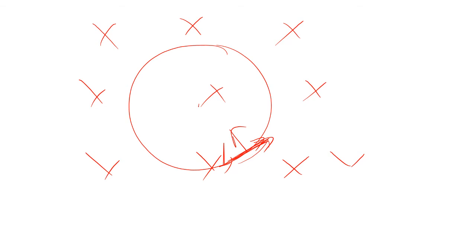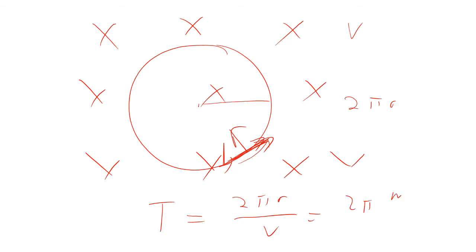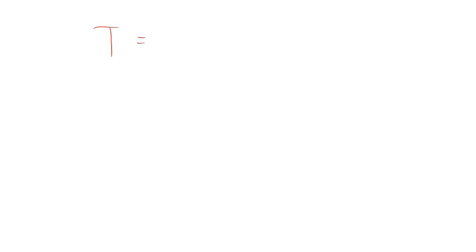Okay, so we know it's going around here. It's going at some velocity v, and it's going around a distance of 2 pi r. So the time that it takes to go around, the cyclotron period, is going to be the distance 2 pi r over v. Well, r we know is mv over qB, so this is 2 pi times mv over qB times 1 over v. The v's cancel. So the period it takes to go around is 2 pi m divided by qB.